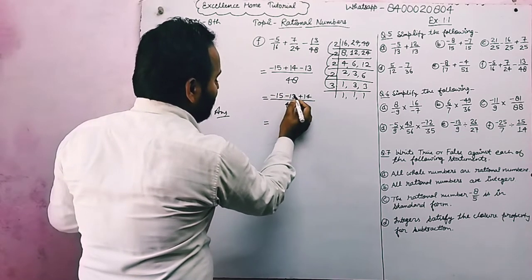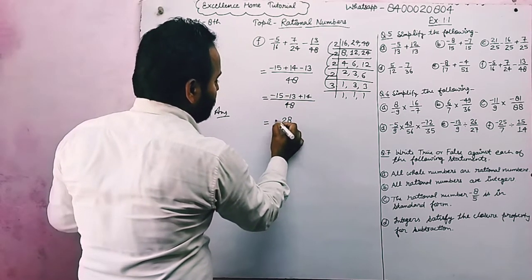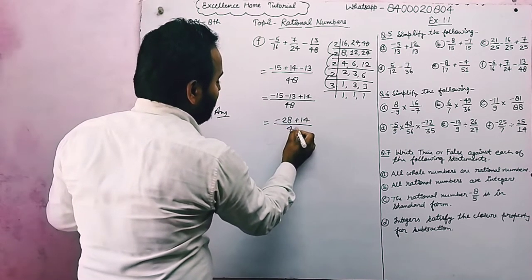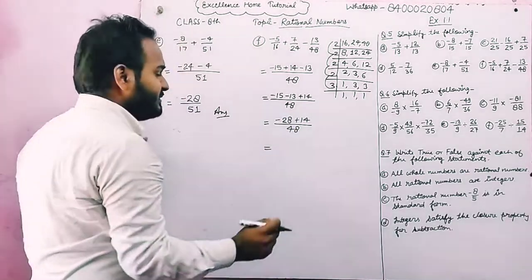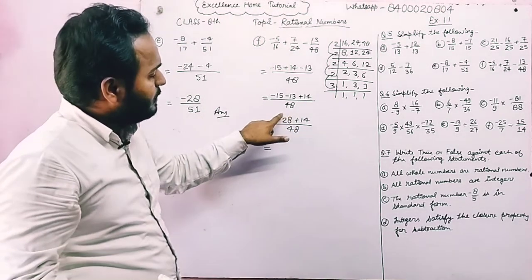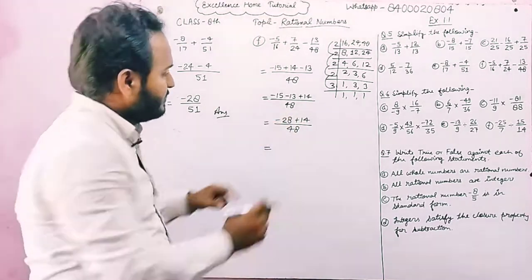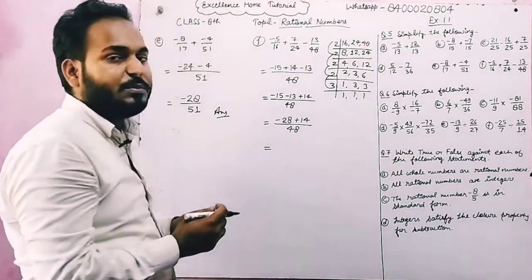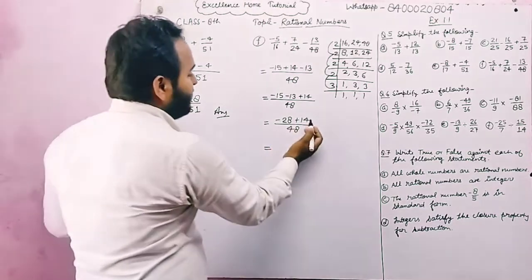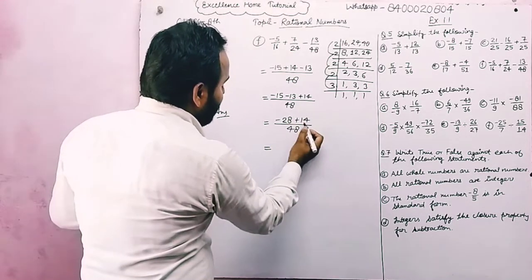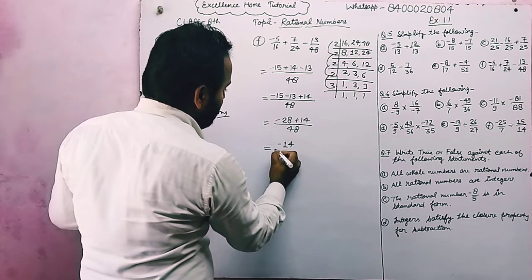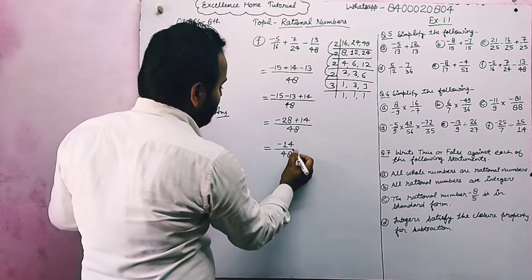So this is 5 plus 3 times 8, this is 28 plus 14 upon 48. After that, in this case one number is negative and the other is positive, so subtraction is applied. 28 minus 14, so 28 minus 14 is 14, over 48.